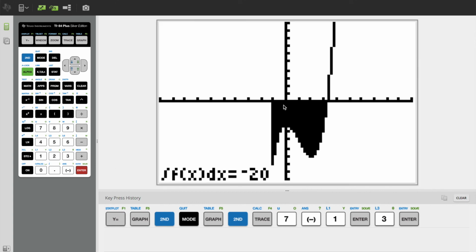All this shaded part is your area underneath the curve of x cubed minus 3x squared minus 3, and it is -20. Again, these 3 buttons right here in the first, second, mode, and graph, these 3 buttons are not part of that sequence.